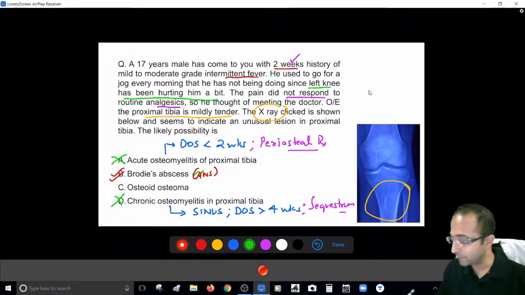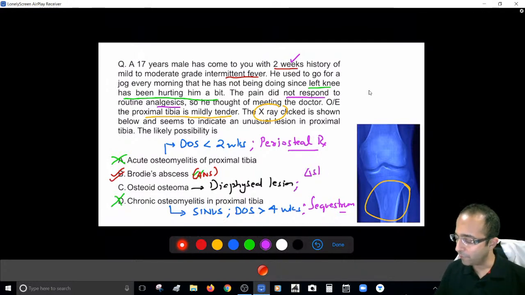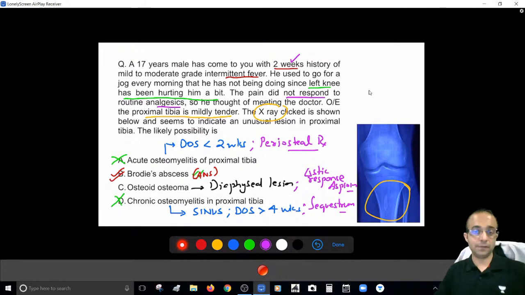So now I'm stuck with this choice, osteoid osteoma. Now this is a diaphyseal lesion. And the golden point, what you find here is a diagnostic response in case you have given aspirin, NSAIDs. But see, analgesics, no response. So every other option, there are significant reasons to believe that they are not the answers. And perhaps that's how Brodie's abscess becomes the best choice here.